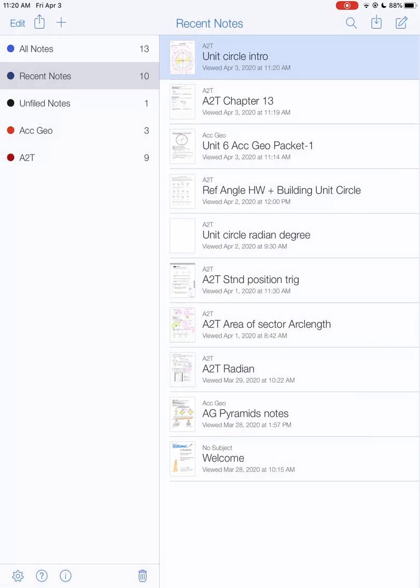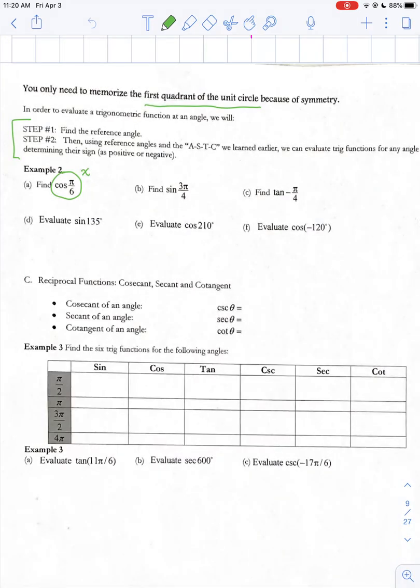Let me go back now to my notes. Since the x value is positive radical 3 over 2, that would be my answer, positive radical 3 over 2. Now, cosine of pi over 6 is one of those things you just memorize at some point. You should be able to think automatically it's radical 3 over 2 and then assign whether it's positive or negative.